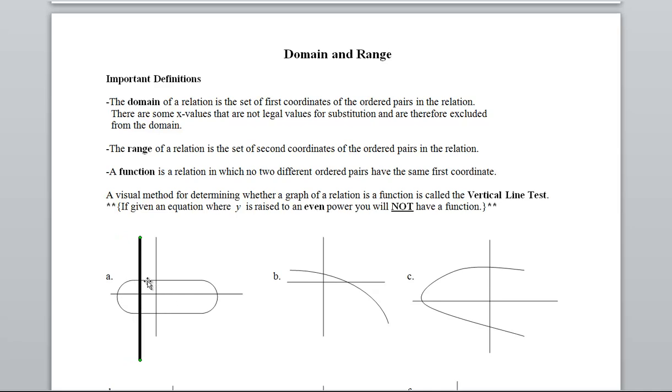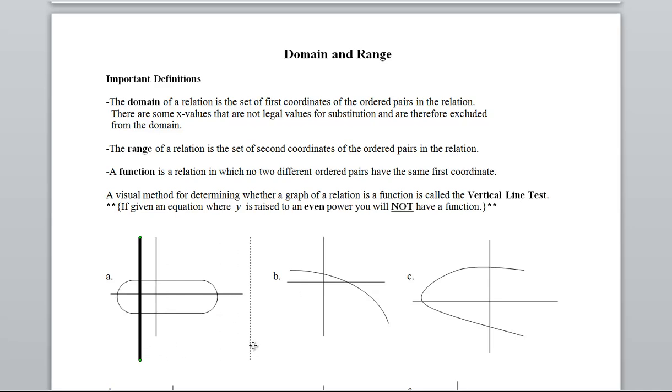Let's look at this right here. Notice I hit this curve at this position and at this one. Let's say this is an x value of -2. This point on the curve, say it's (-2, 1), and the point down here is (-2, -2). I've got two different points, but I have the same x value. So you see, this relation is not a function. And that's all I have to do with a vertical line test, is try and do my best to hit the curve in more than one place.